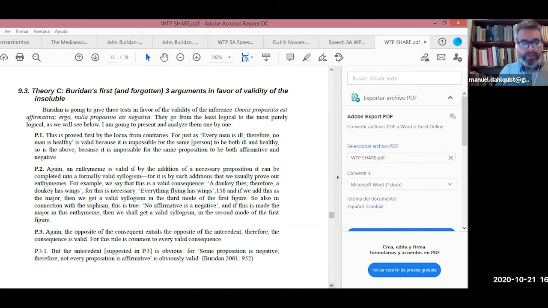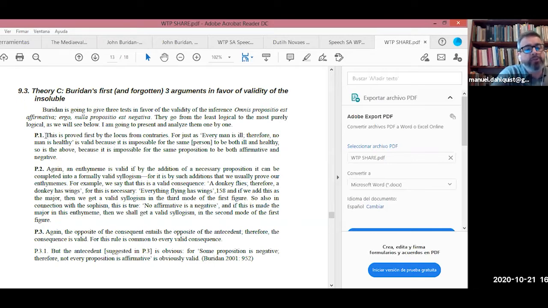theory C. Buridan is going to give 3 arguments in favor of the validity of the inference Nulla propositio est affirmativa, ergo nulla propositio est negativa. I am going to first present and later analyze them one by one. These are the 3 arguments.